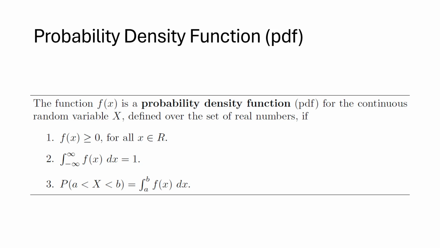Let us continue with the next subtopic, that is probability density function. The function f of x is a probability density function for the continuous random variable x defined over the set of real numbers if, one, the function should be a positive valued function for all x. It should be greater than or equal to 0. That's called non-negative. Two, the integral of the function from minus infinity to plus infinity should be equal to 1.